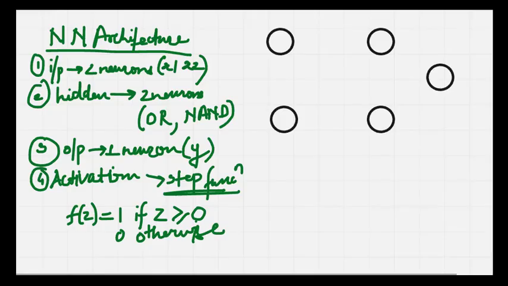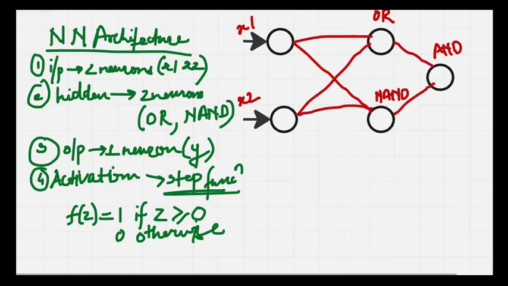Now here I'll be putting my inputs. So here this is x1 and this is my x2. This is for my OR gate and this will be for my NAND gate. And then at output we saw that was for the AND gate. So now let's connect. Let the output of this be H1 and let the output for this be H2.